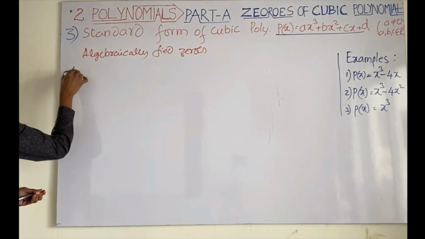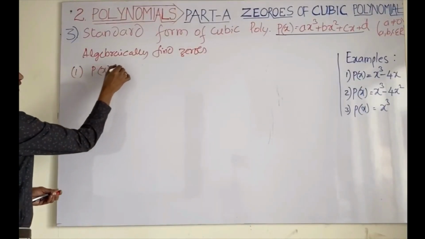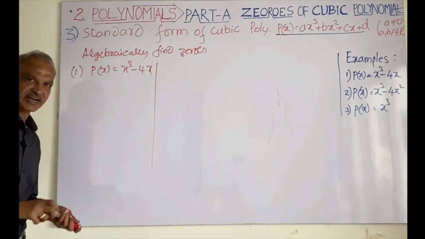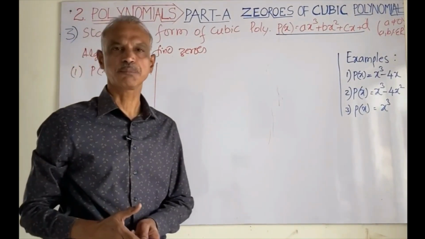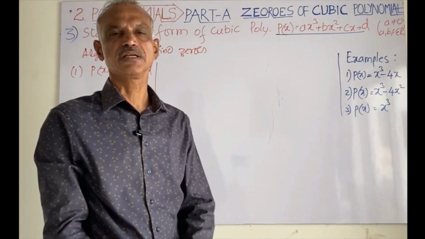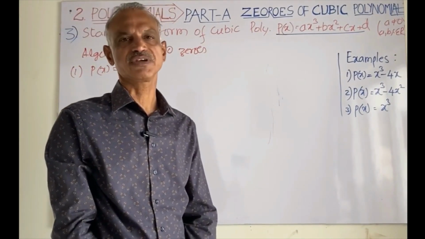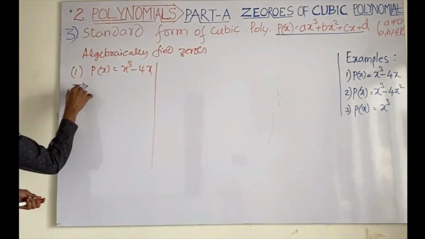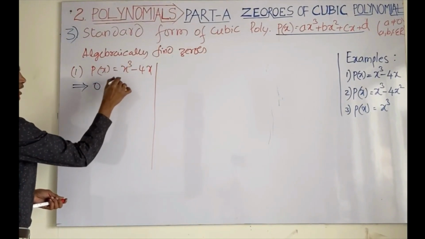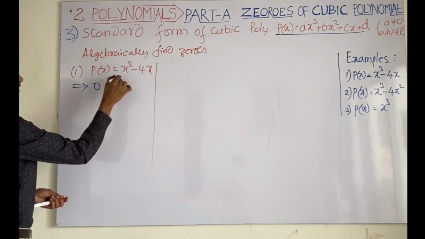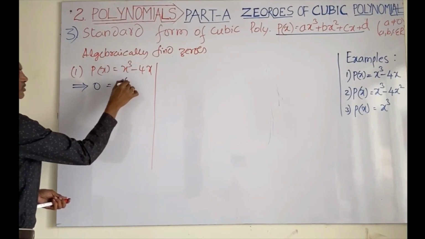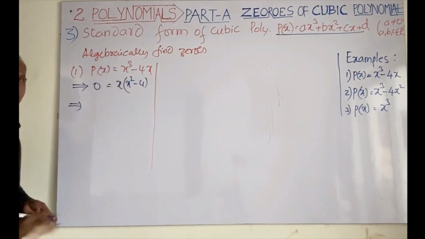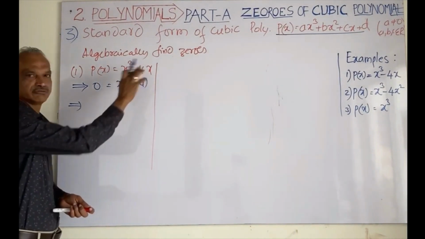What is the first example? P of x is equal to x cube minus 4x. First I will find the zeros of the polynomial. What is the zero of a polynomial? It is the value of x for which p of x is equal to 0. I will equate to 0. 0 is equal to, I am taking x common here, x square minus 4. I have taken x into x square, x cube, x into 4, 4x.